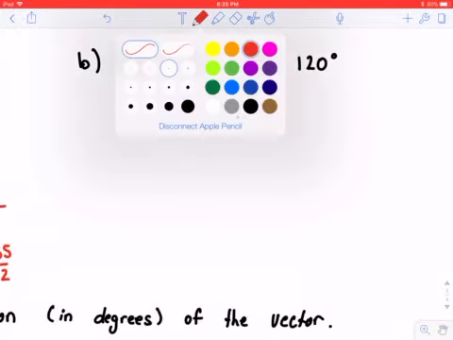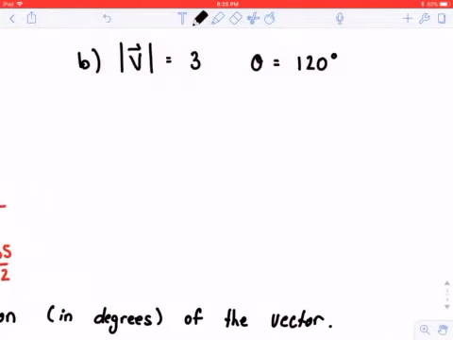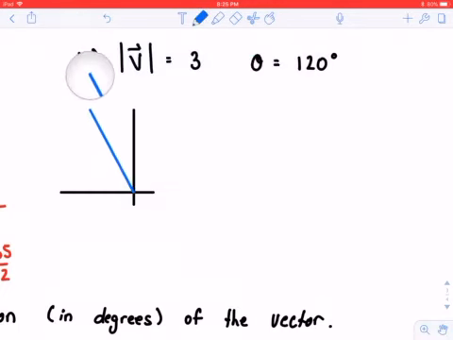Same thing here on example 2. This one, example B, is 120 degrees, so I know I'm going to be in the second quadrant. So as I write this out, I'm going to draw my vector right up here. I know 120 degrees is 30 degrees past 90, so that's kind of useful. You can set up your triangle however you want. But again, I'm using this angle right here, 120 degrees. I know my magnitude is 3, and I'm ready to go.